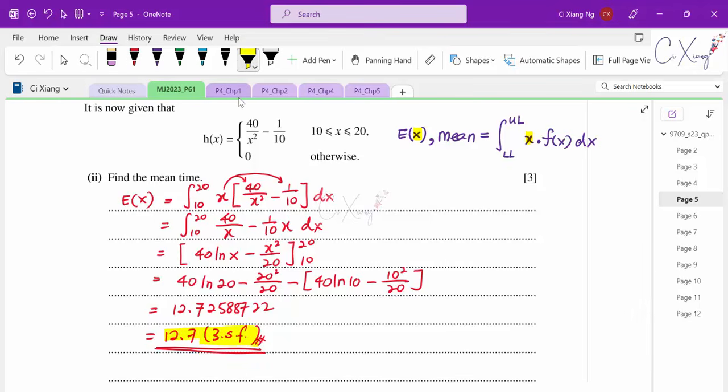Okay, and for this question, because they didn't mention clearly that they want the exact mean time, therefore we are allowed to straight away get the final answer by pressing the calculator. If they want us to express it in exact form, then we have to simplify the terms here. Luckily it is not, so we can straight away press the calculator and get the final answer to 3 significant figures, which is 12.7. Alright, so this is how we answer the question.